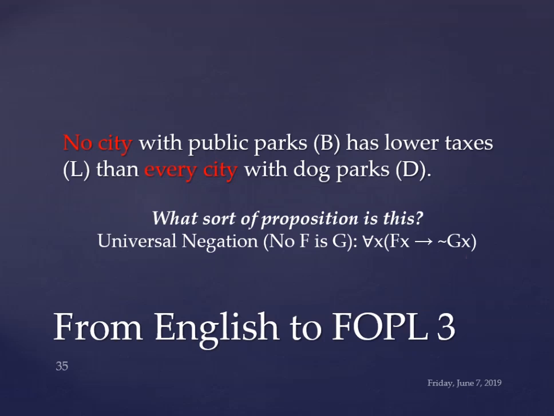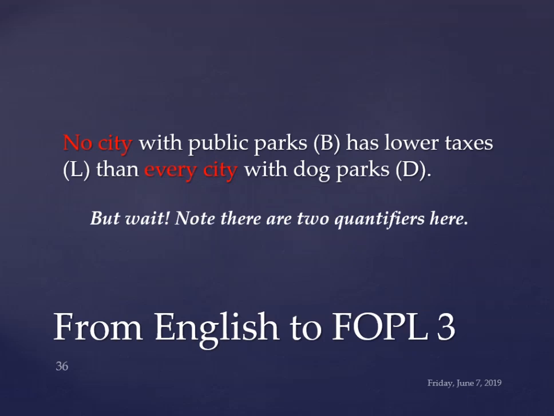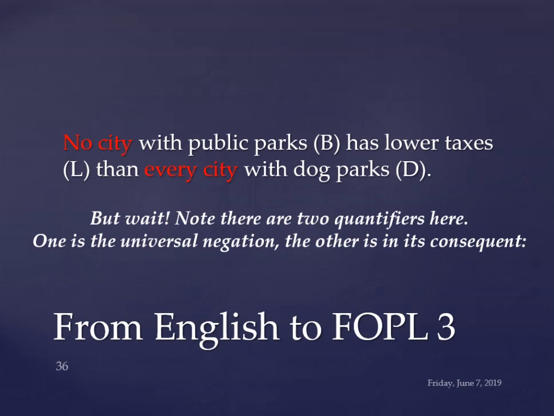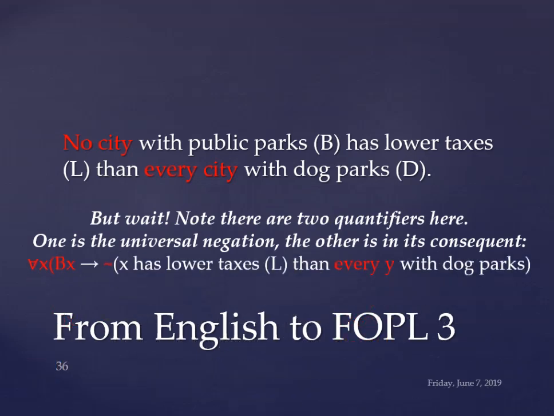But you have to remember there are two quantifiers here. So we need to make sense of what's going on. One of them is the universal negation, and the other one is going to be in the consequent of that FOPL sentence that represents the universal negation. All right, so let's break it down piece by piece. Let's go with the first part of it: no city with public parks.